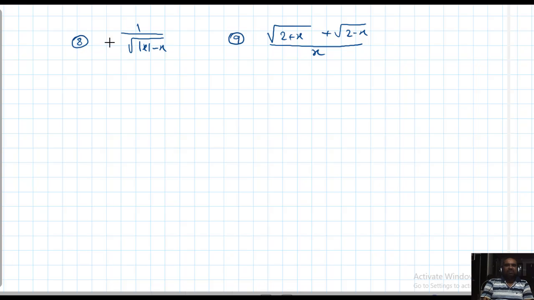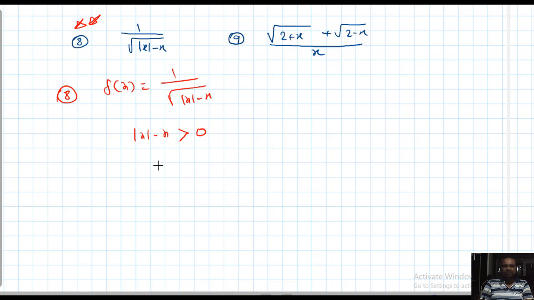Okay, eighth problem, an interesting problem. Again, let f of x be given as 1 by root over mod x minus x. So your mod x minus x should be greater than 0. Mod x greater than x. Understood? Why greater than 0? Root over is there, no? And also it is not equal to 0 because it is in the denominator. Now you want to find the values of x which satisfy this condition.